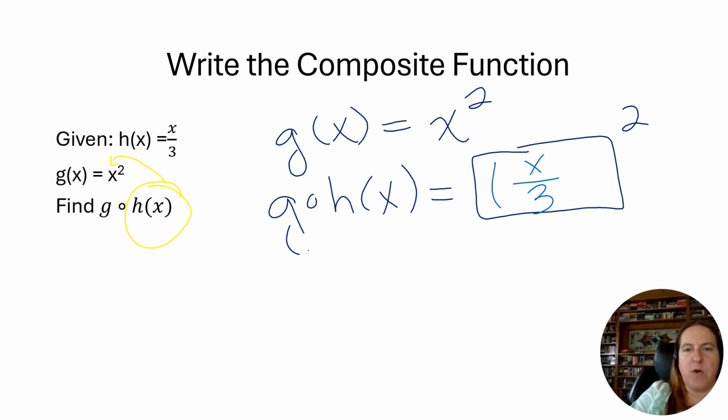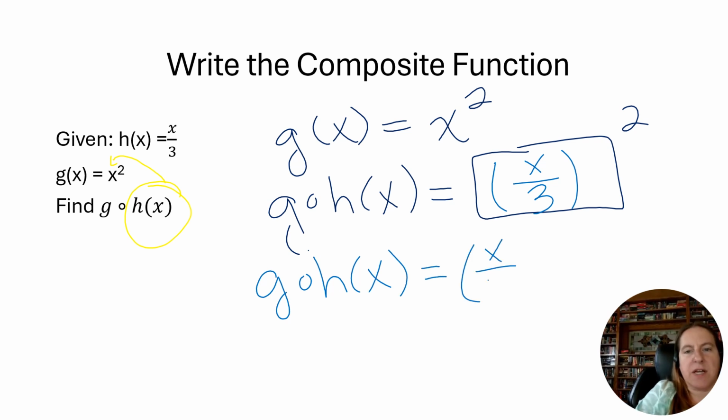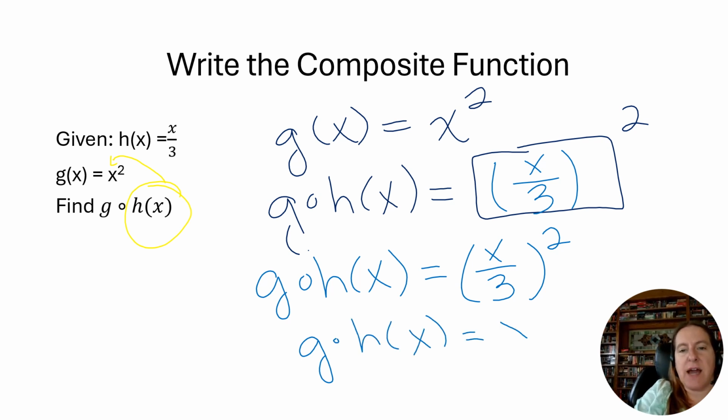Now again, we're going to be careful when we rewrite this. Use our parentheses because that whole thing needs to be squared. So we could leave this as g of h of x equals the quantity x over 3, the whole thing squared. We haven't reviewed exponent rules yet this year. You might remember that the exponent outside actually applies to everything inside. So if you wanted, you could write this as x squared over 9, 3 squared on the bottom. And that is how we write equations of composite functions.